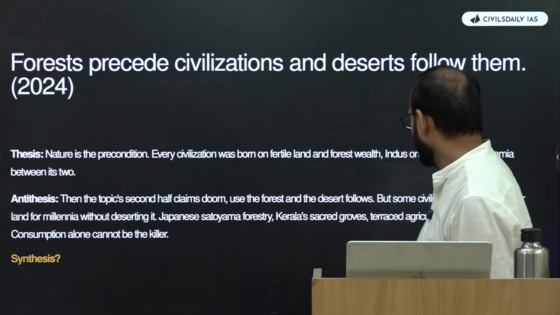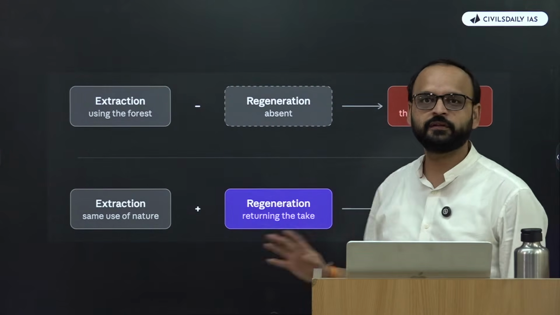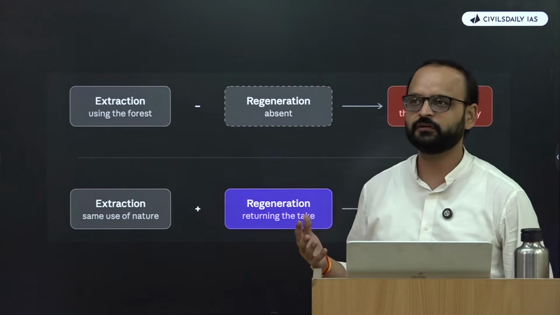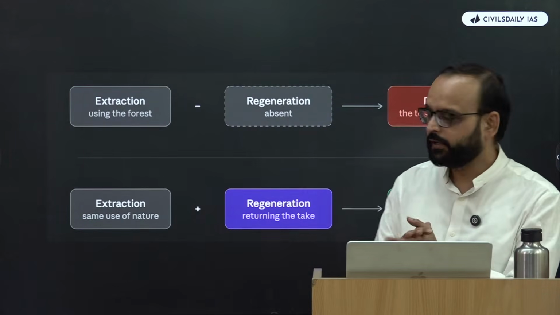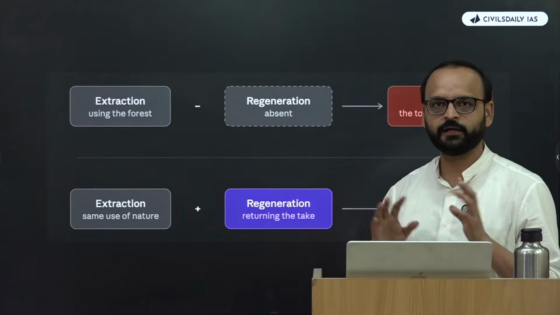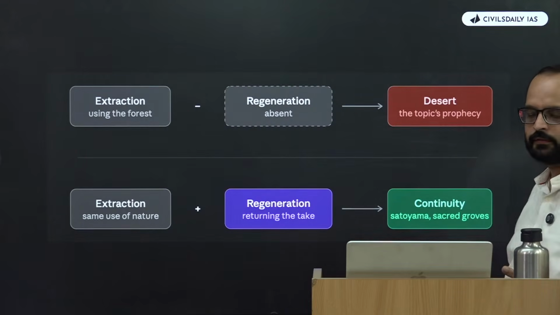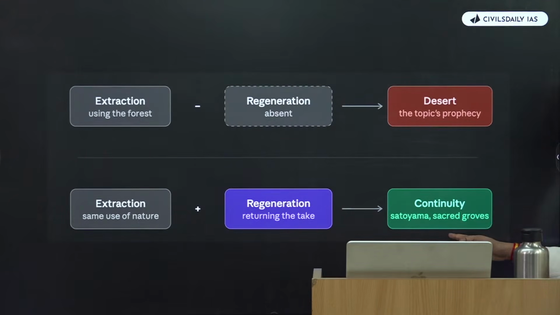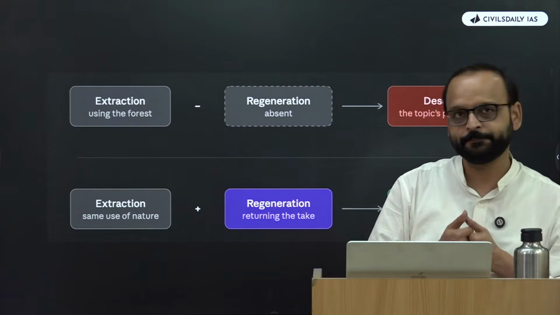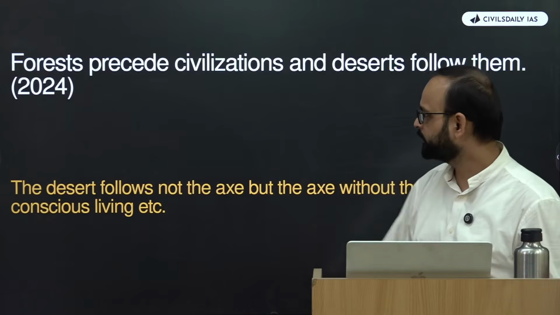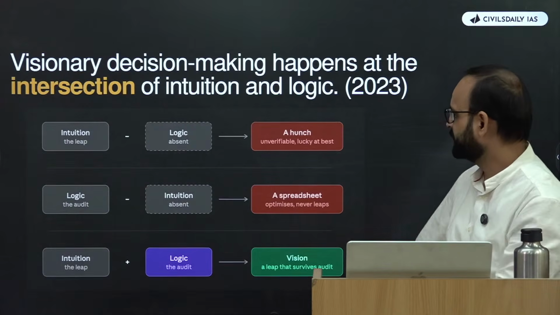That's the thing. What you are missing then is this keyword. If you're extracting from the forest and there's no concept of regeneration, no concept of living with nature, giving back, then yes, you surely are screwed. But you have so many examples in India and abroad, in cultures and communities which have figured out the regeneration mechanism, and then the continuity stays. So the missing addition to make a good synthesis is regeneration. We'll move fast to the next one. And by the way, this is the one line synthesis.